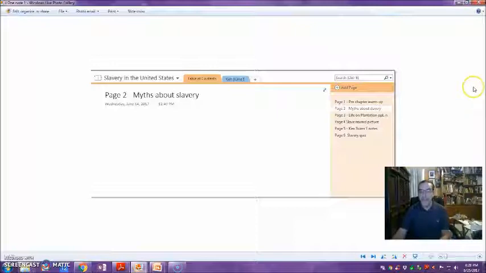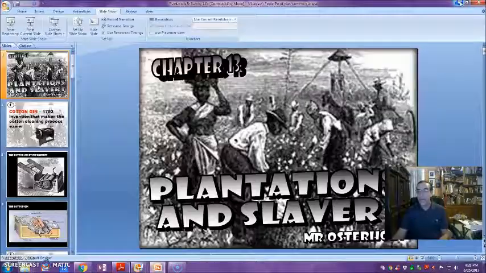So PowerPoints, like the rest of the information given to the students, will be added to their table of contents. Again, the table of contents is physically located in the room, and the students copy the information onto their OneNote, and in this case, Life of the Plantation. So plantation and slavery.